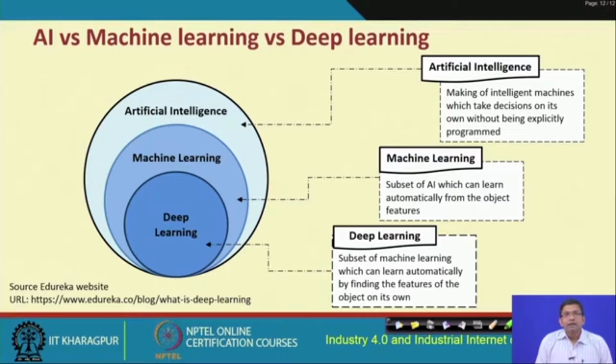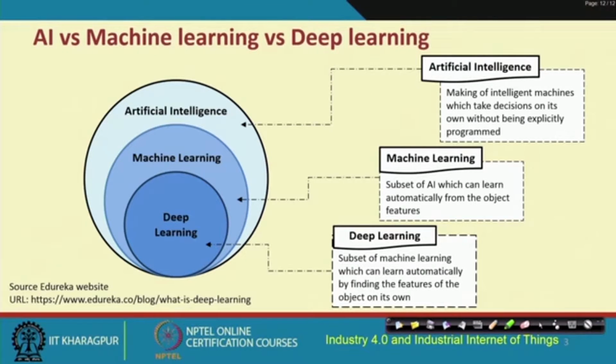Holistically, you can think of deep learning as a subset of machine learning, and machine learning itself is a subset of artificial intelligence. So, finally, what we have is something like this: deep learning is part of machine learning, and machine learning is part of artificial intelligence. We have gone through artificial intelligence in a previous lecture. Artificial intelligence talks about making intelligent machines which will make their own decisions without being explicitly programmed to do so.